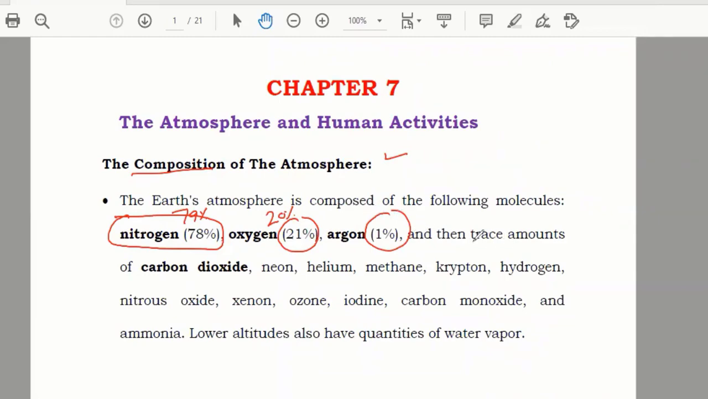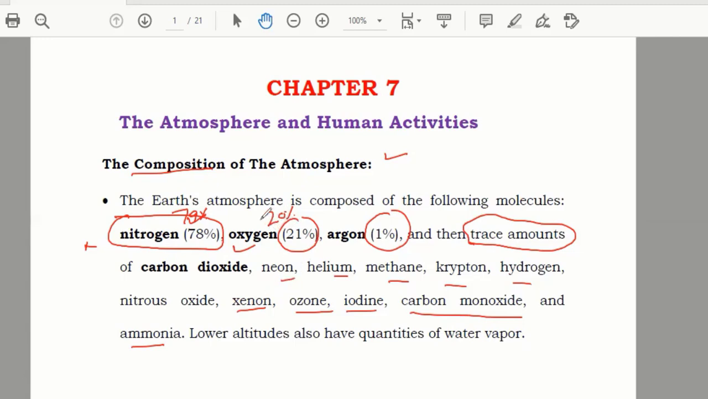Also there are some trace amounts, meaning very, very small amounts, of carbon dioxide, neon, helium, methane, krypton, hydrogen, nitrous oxide, xenon, ozone, iodine, carbon monoxide and ammonia. So a small amount of all these is also present there. This is the main composition of the atmosphere: nitrogen is 78%, oxygen, they are the main ones, and other noble gases, carbon dioxide, carbon monoxide and other things are also there.